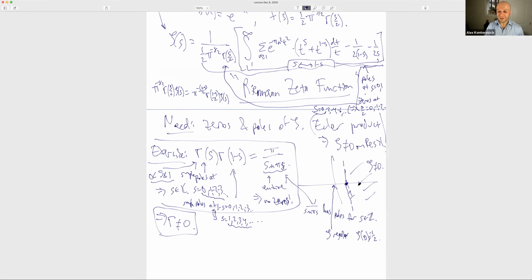At 1, we of course have a pole. That's this. This gives us a pole. And then the fact that gamma blows up at the negative even integers means that zeta has zeros at the negative even integers. So this is negative 2, negative 4, and so on, negative 6. So these are the zeros. Okay? Does that make sense?